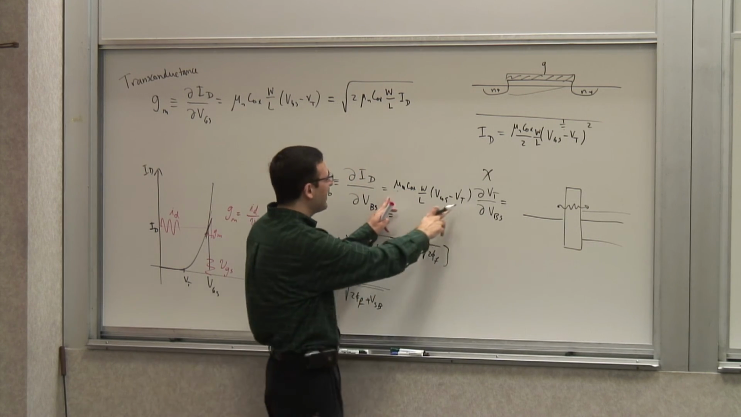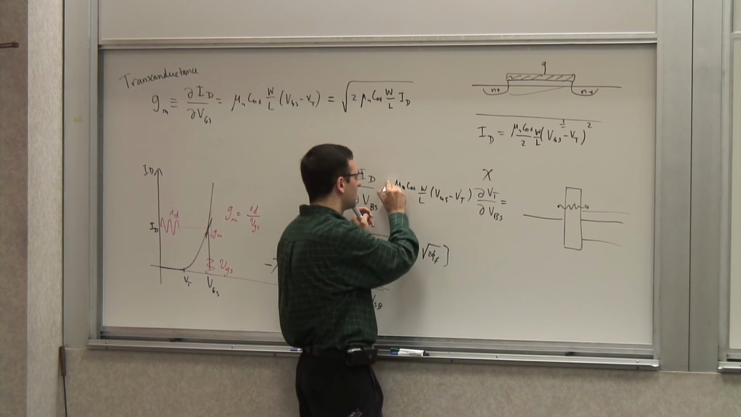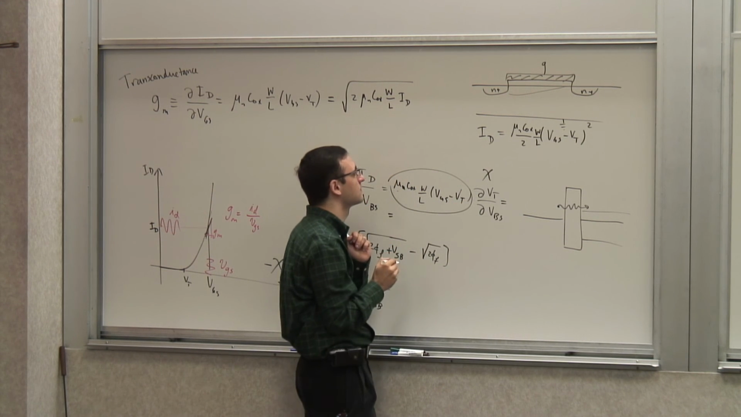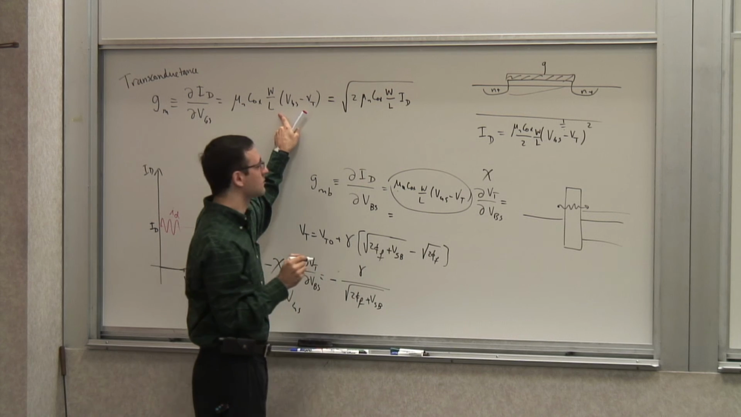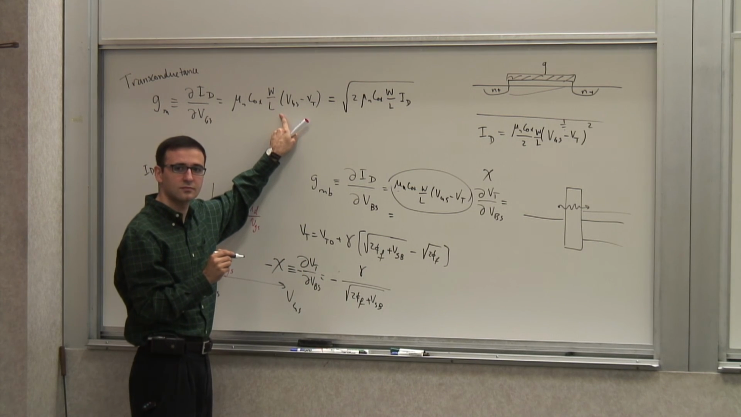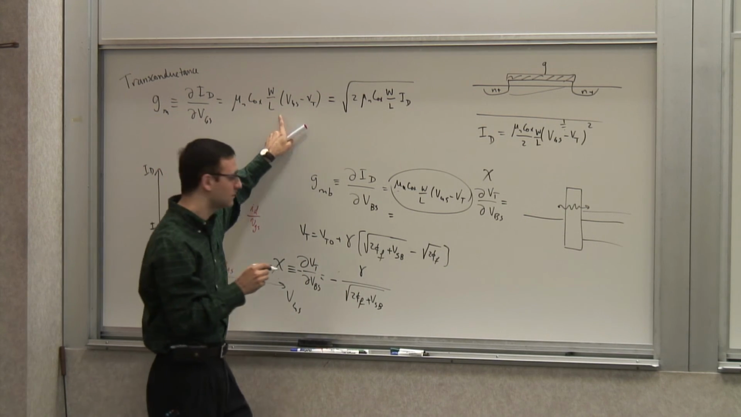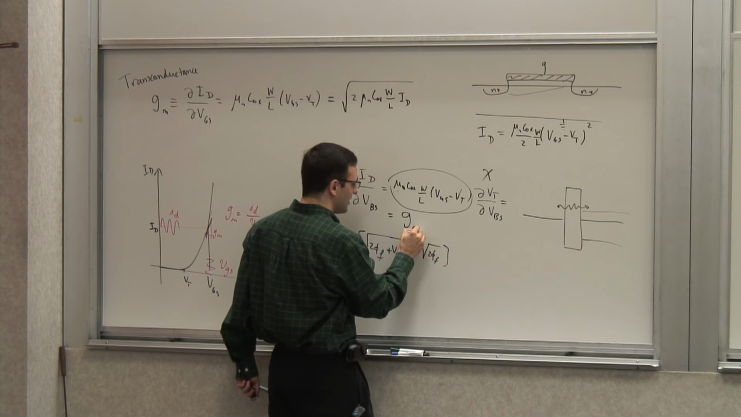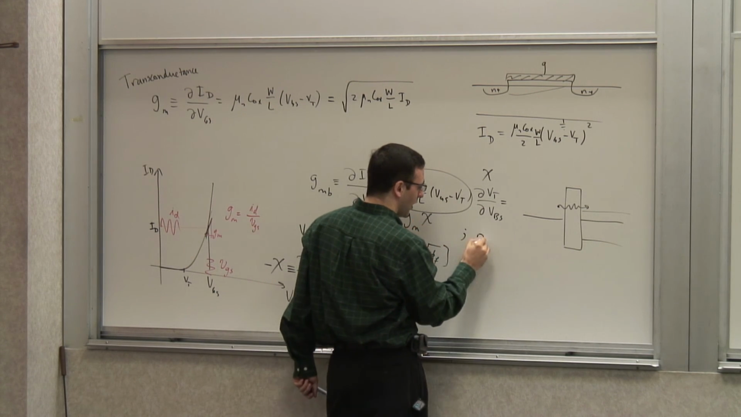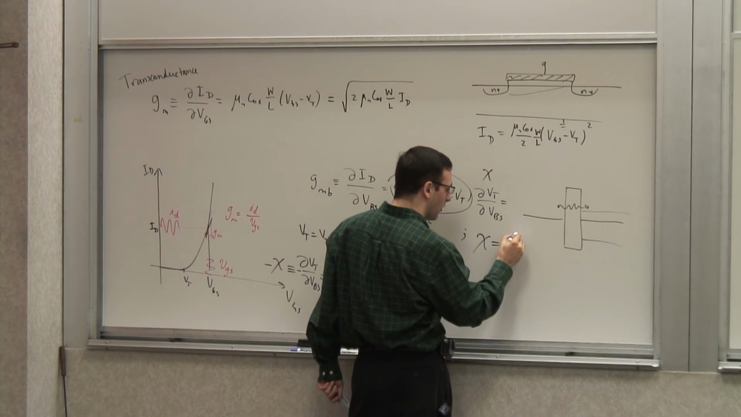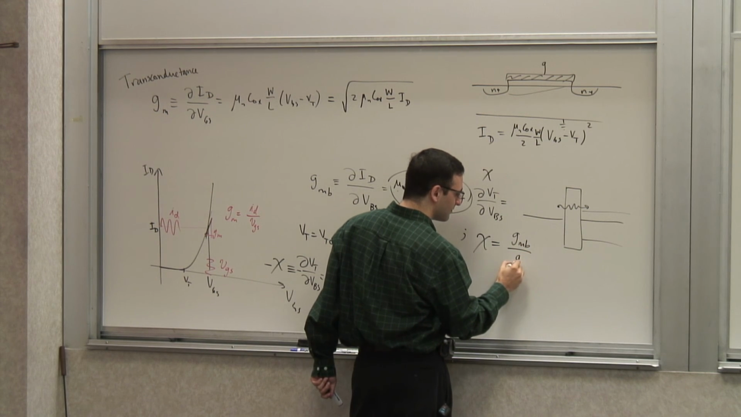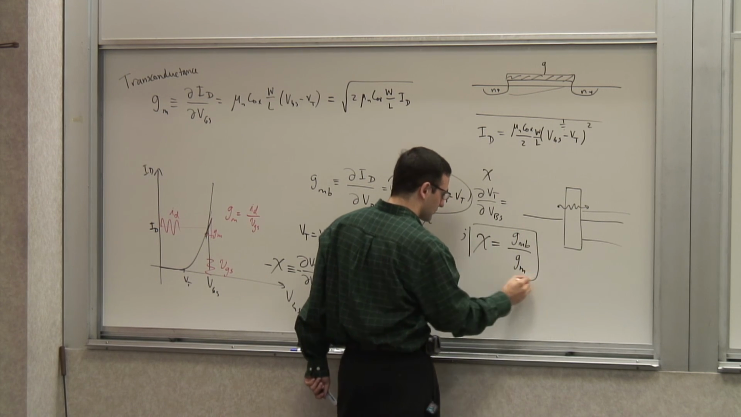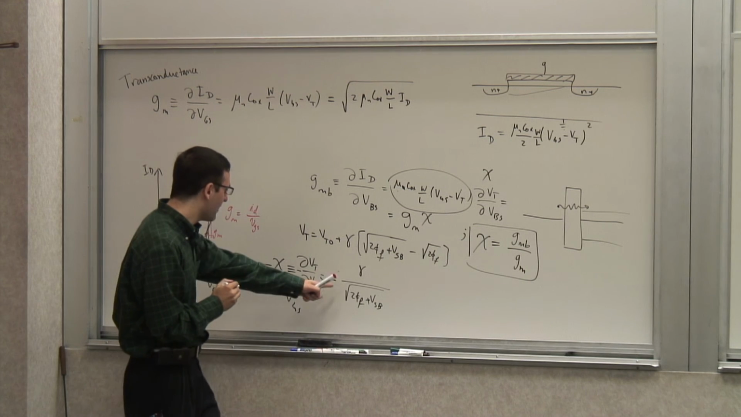Right? Now, what is this? What is this? That's simply Gm. So this is Gm times chi. In other words, I'm saying that chi is simply the ratio of GMB to Gm, which is given by this expression.